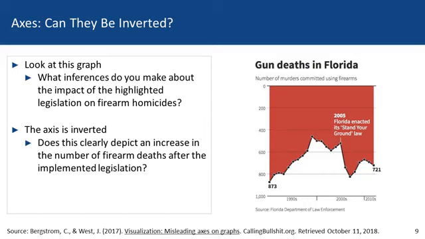Does this graph clearly depict that there was actually an increase in the number of firearm deaths after the implemented legislation? Or does it appear that by inverting an axis, they have somewhat misleadingly implied that perhaps the legislation has decreased deaths? Depending on the information or the message or the goal of the maker of this figure, you can see how making that decision of inverting or not inverting the axis conveys very different information.